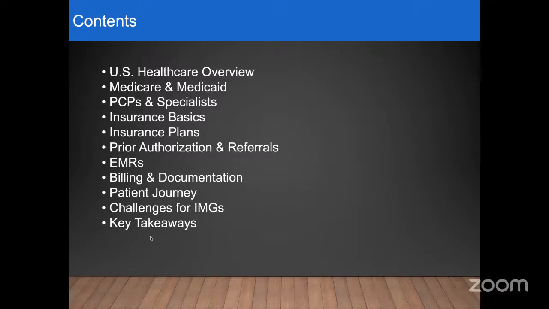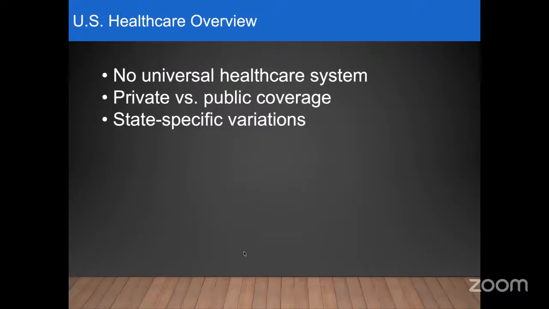Unlike many other countries, the US does not have a universal healthcare system. The healthcare in the US is usually a combination of private insurance and public insurance programs like Medicare and Medicaid. And some of these insurances are subject to variations depending on the state.